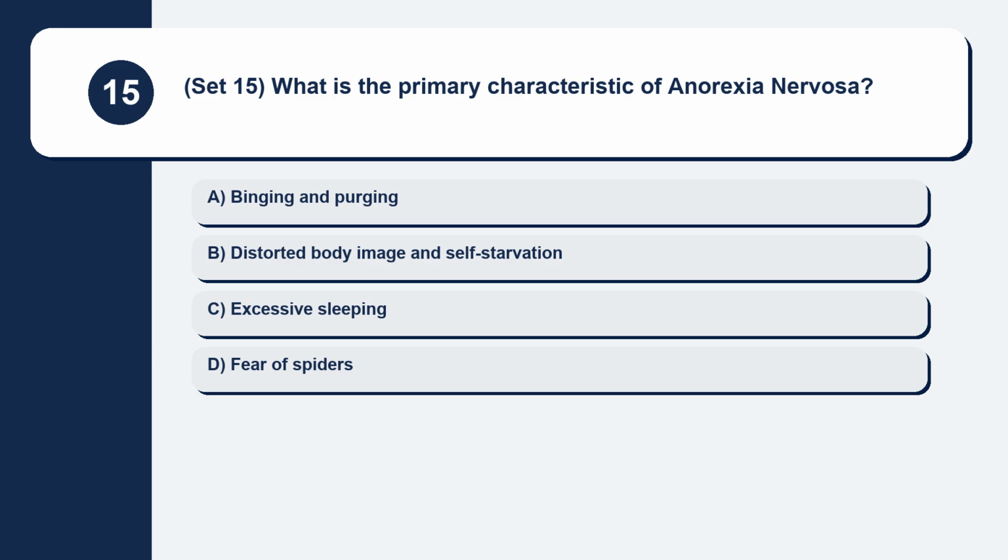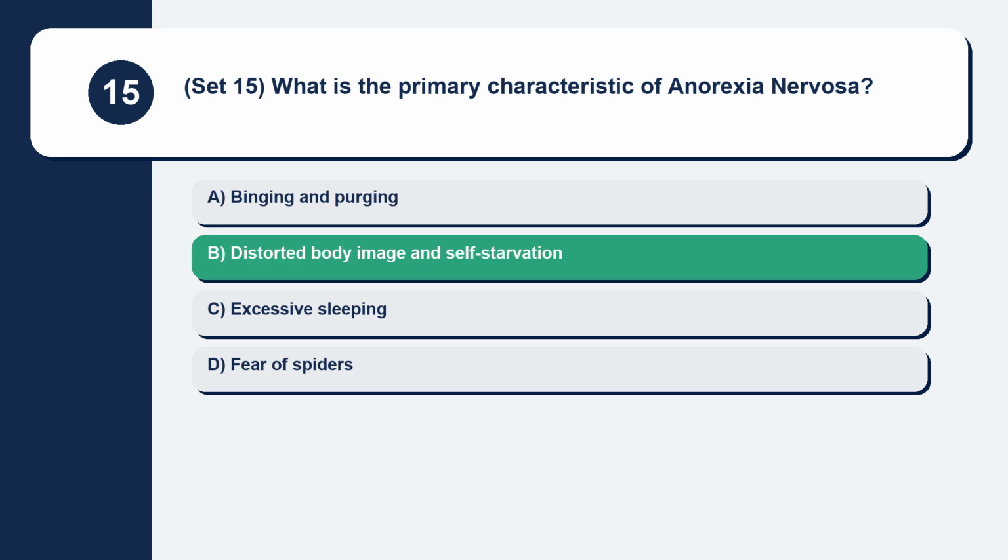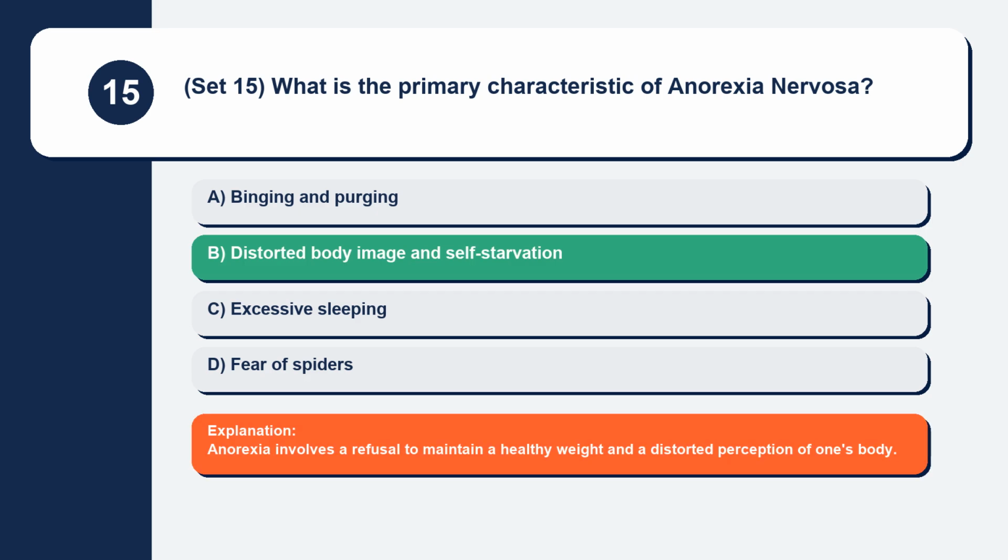Question 15. Set 15. What is the primary characteristic of anorexia nervosa? Binging and purging, distorted body image and self-starvation, excessive sleeping, fear of spiders. Anorexia involves a refusal to maintain a healthy weight and a distorted perception of one's body.